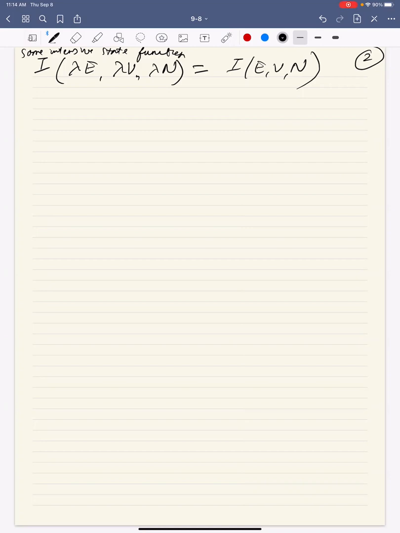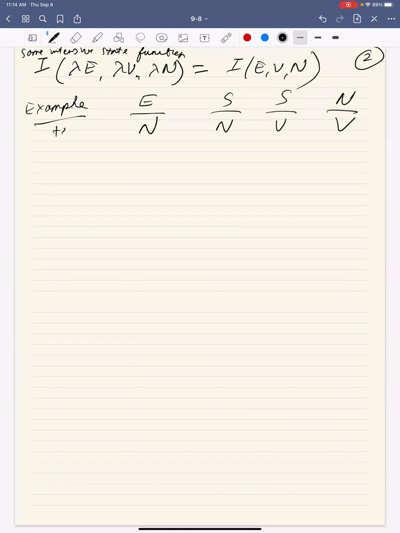So what is the simplest way to define intensive functions? The simplest way is to just divide energy by number. If energy is extensive and number is extensive, and we talked about this in the very first class, divide S by number, divide S by volume, divide number by volume. Essentially, you take two extensive things and just take the ratio. I will call this the trivial example.